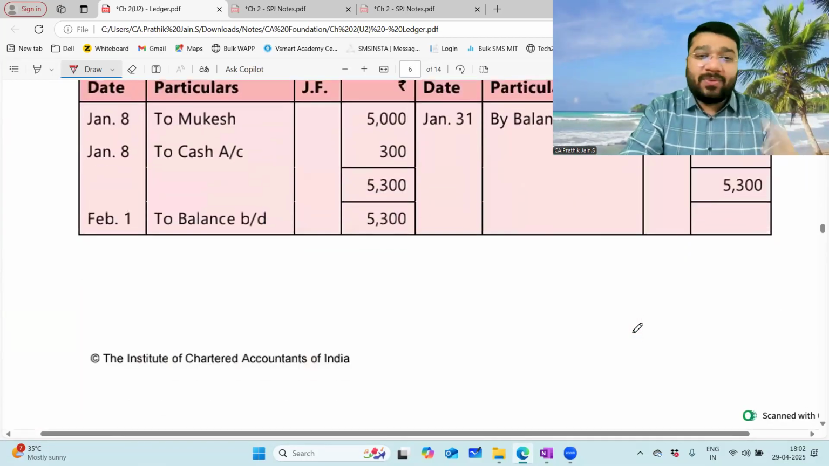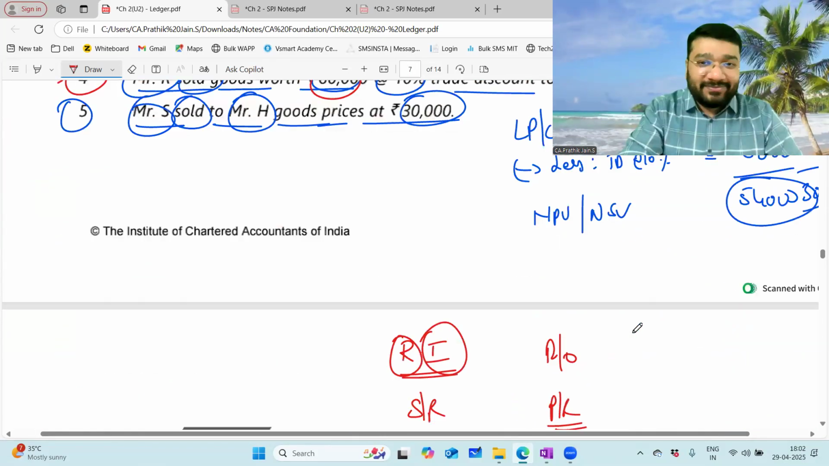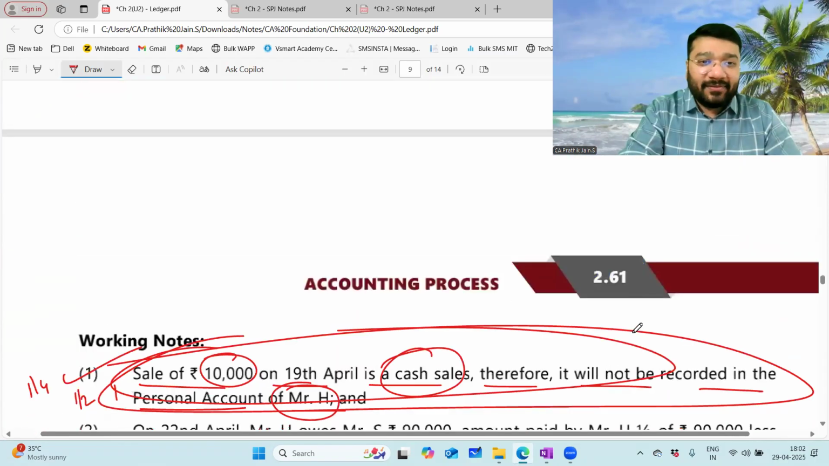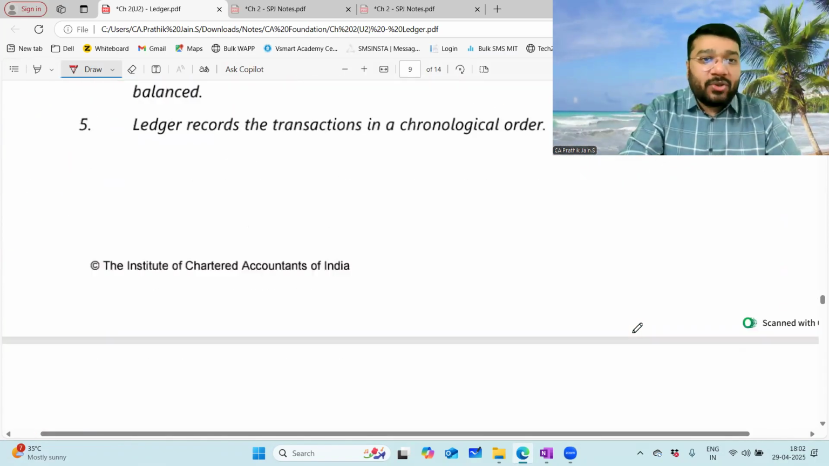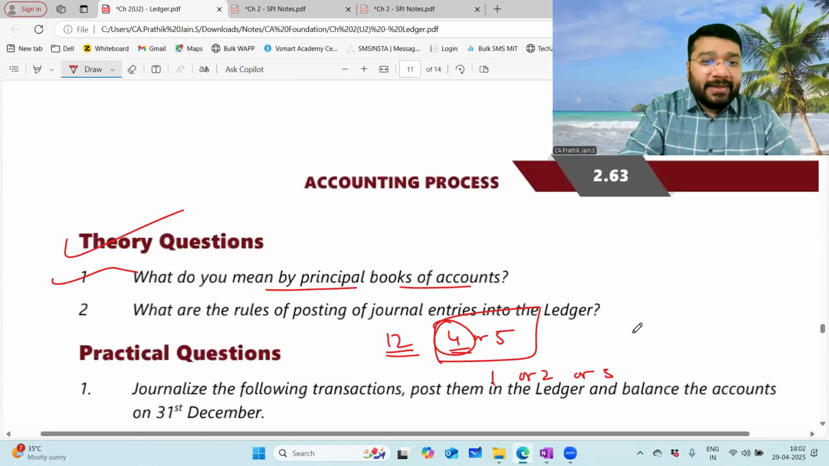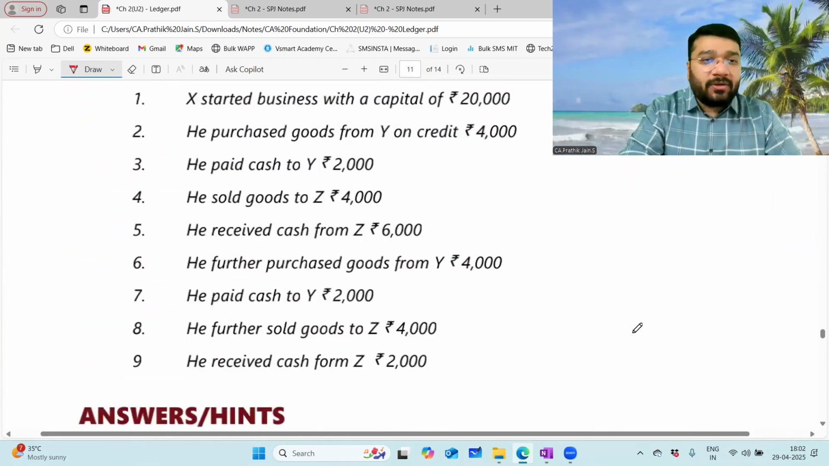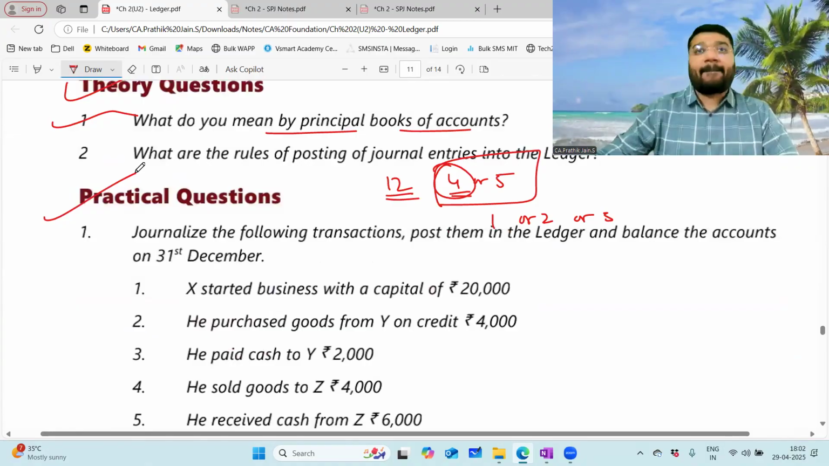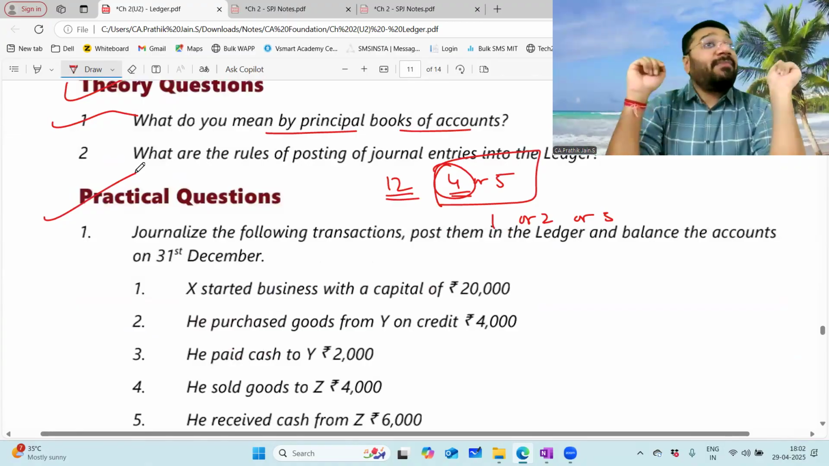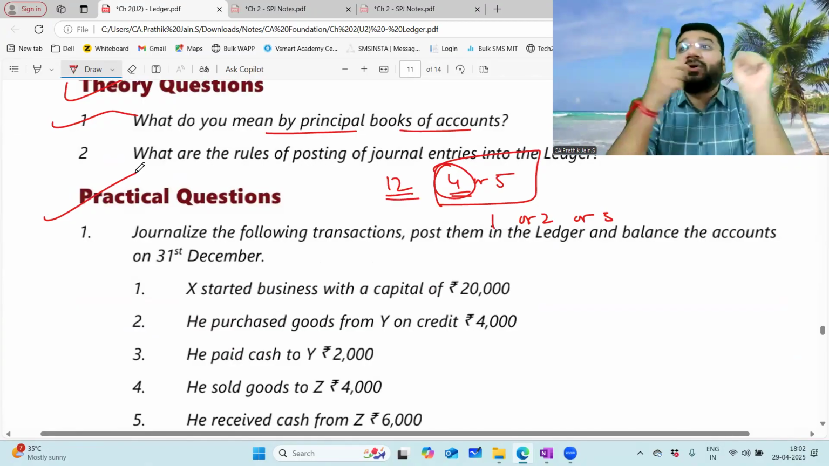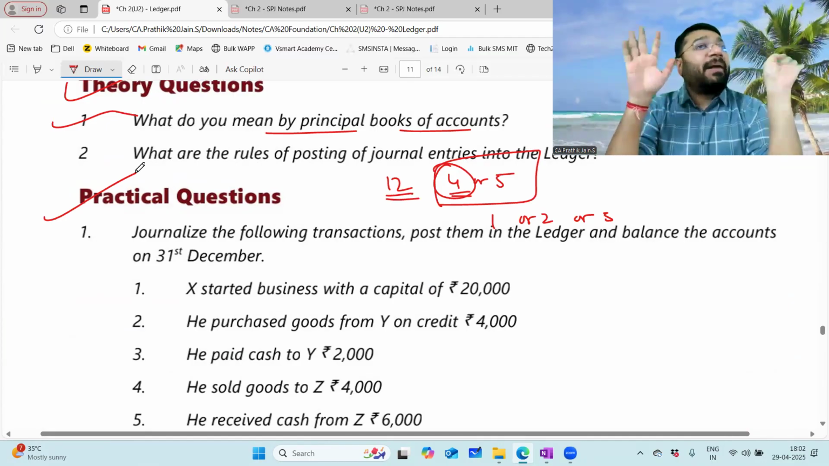All these are laborious work. Enjoy. Three is over. True and false homework, MCQ homework, theory questions homework, practical questions also homework. Same thing for unit 1 also: theory questions, MCQ, true and false, practical questions, all homework.